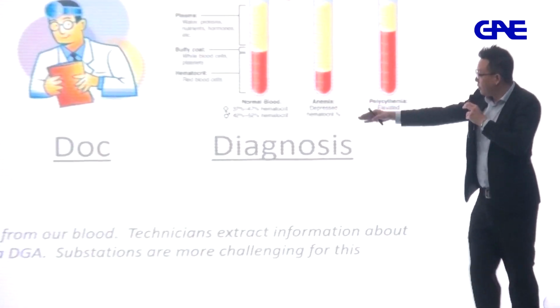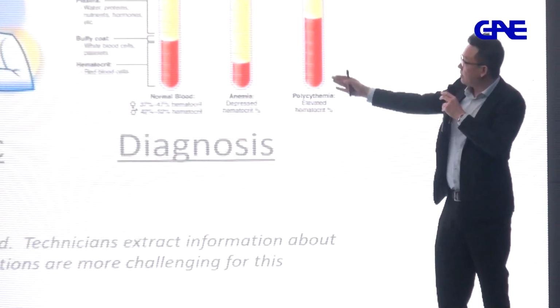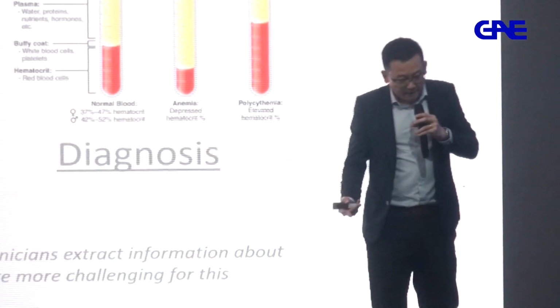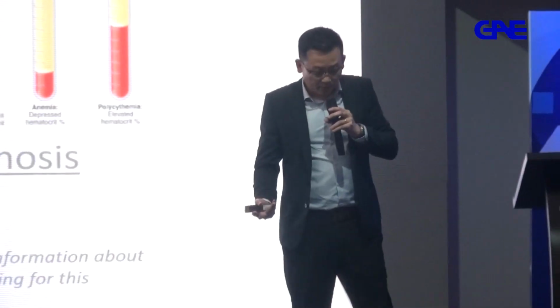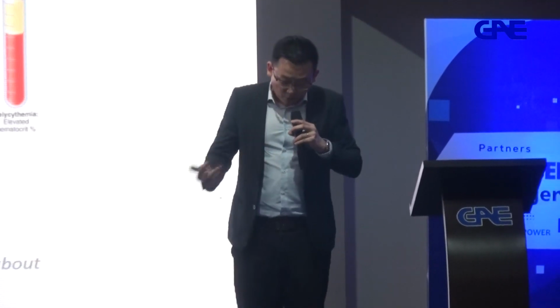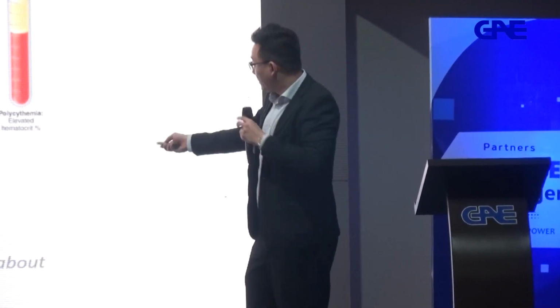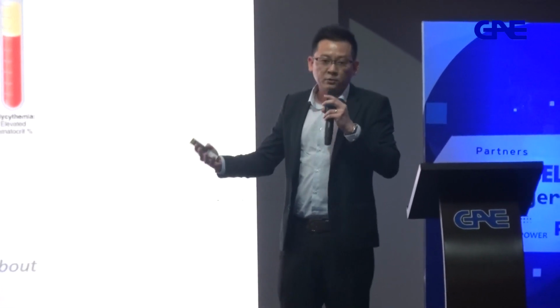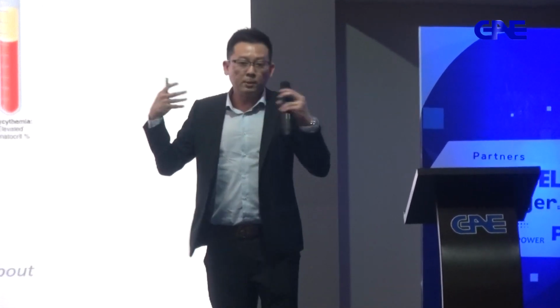Okay, high blood, normal blood, then all this diagnosis, you can see that probably your glucose level is very, very high. So similarly, a doctor extracts information from the blood. Then the technician, all of them, extract information about the health of our transformer. Just take for example, the transformer itself is a body, it's a human body.